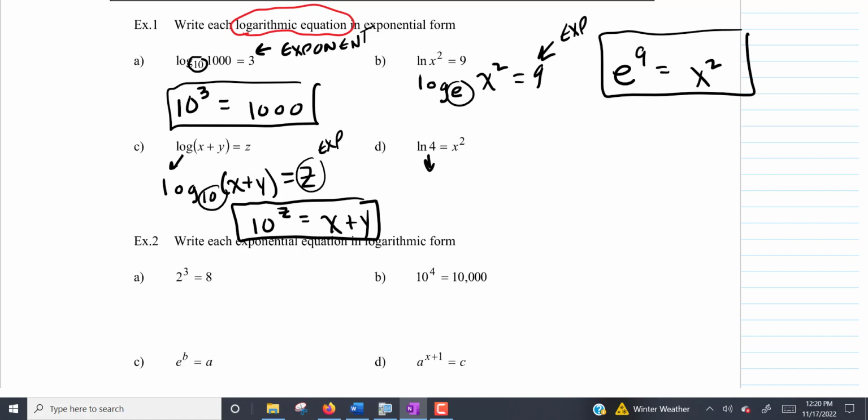The next one is natural logarithm. ln stands for natural logarithm. So that's really log base e of 4 equals x squared. Okay, all right, so tell me how that would go into an exponential form.